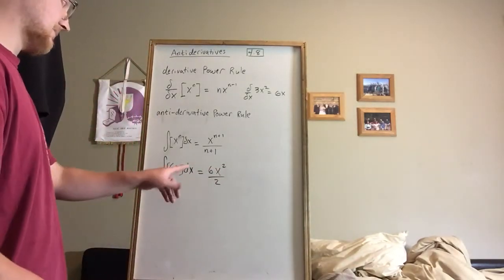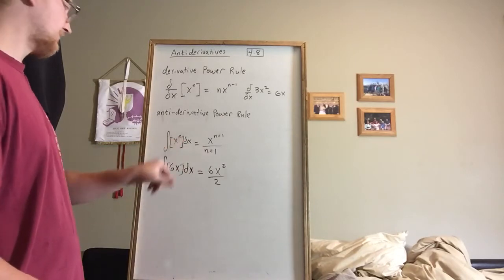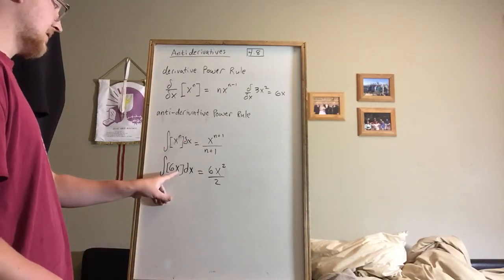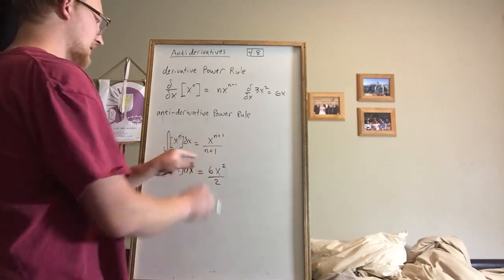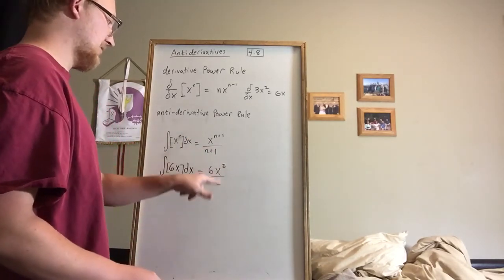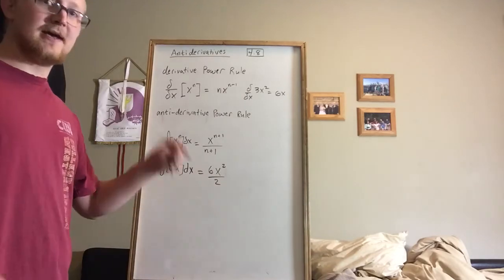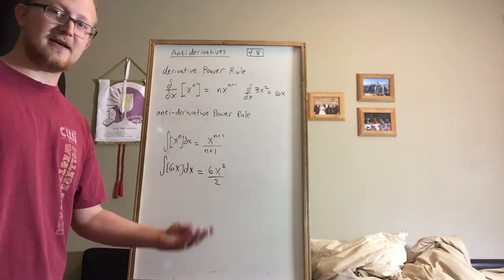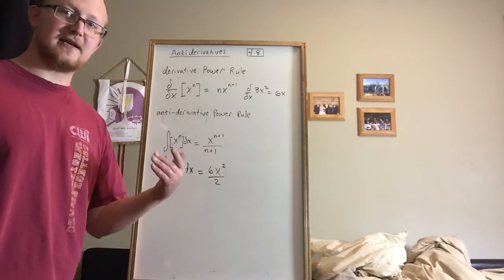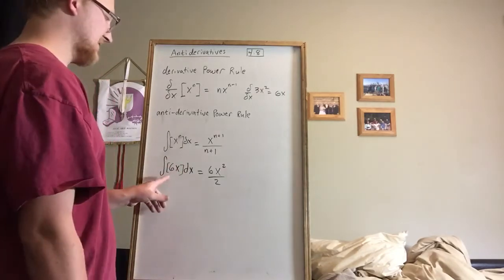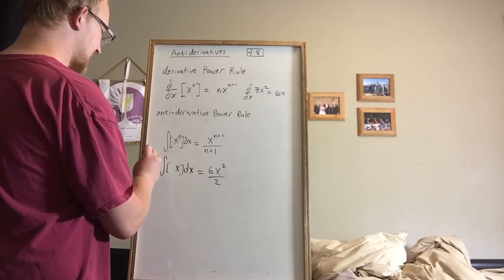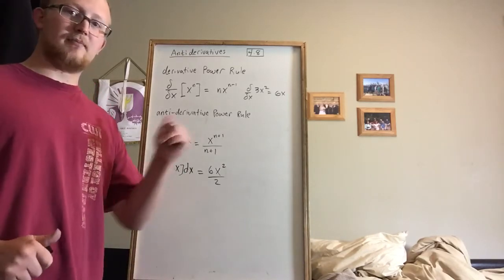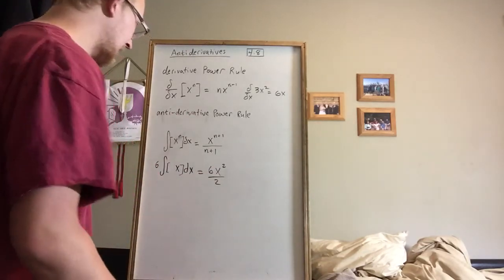In other words, n was 1, right? So 6x to the 1, we added 1 to the power, that's x to the 2, and we divide by what it became, and that's also 2. And just like with derivatives, antiderivatives are linear as well. So they are linear operators, which means that we can pull the 6 out front, we can pull constants out, and we can multiply them back in later.